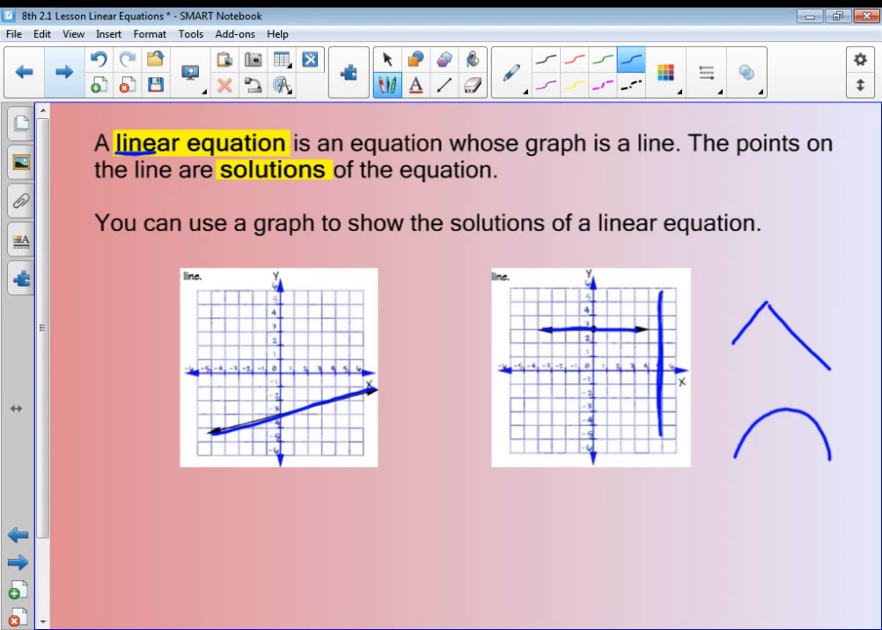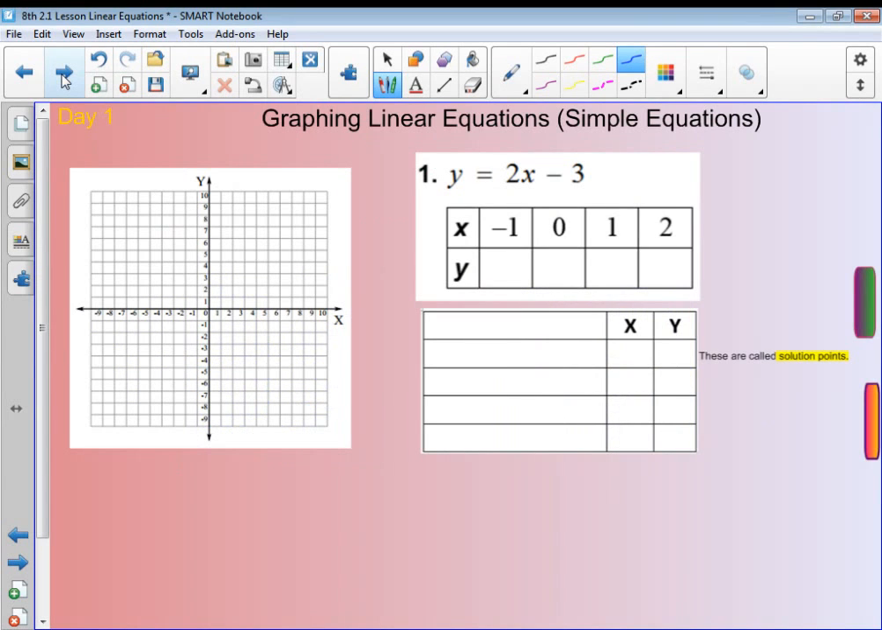The points on the line are solutions of the equation, and those are things that we're going to be working with today. Okay, so to start out with, I want to introduce you to two different formats of working with tables. Function tables, also known as in and out tables. What we will be doing is I will give you an equation, and to start out with, I'll give you one where it has y by itself. And then we're going to go through and actually substitute in.